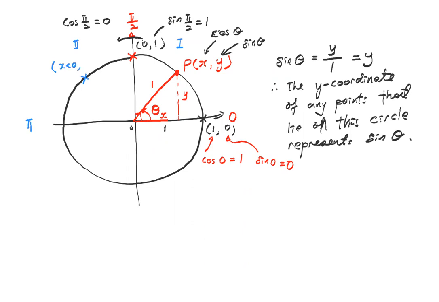The y coordinate will be more than 0, am I right? So that's why in this quadrant, the cos of the angle will be negative. The sin of the angle will be positive. Same goes with the other quadrants. That is the definition. You just have to follow.